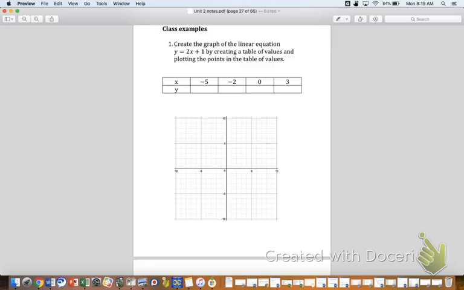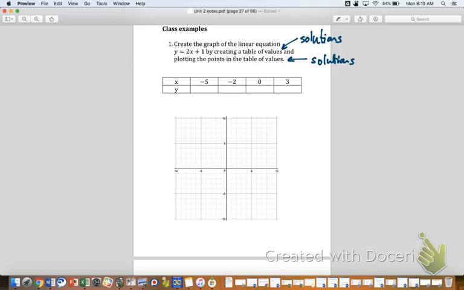All right, so here we go. Our class examples. Number 1 says, create the graph of the linear equation y equals 2x plus 1 by creating a table of values. Sometimes your book and your web assignment is going to say a table of solutions. I think that is also a nice way to put it. So we're going to create a table of solutions, and we're going to try to plot those points.